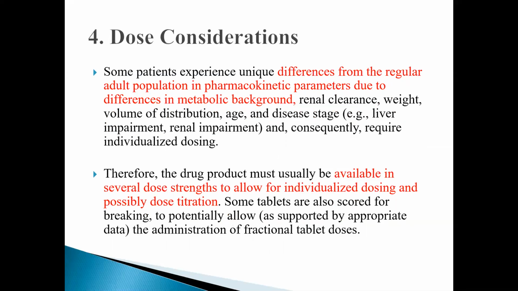Let's come to dose consideration. Some patients experience unique differences from the regular adult population in pharmacokinetic parameters due to difference in metabolic background, like renal clearance, weight, volume of distribution, age, and disease stage, like liver impairment and renal impairment, and consistently require individualized dosing.